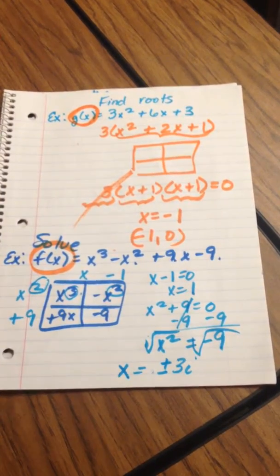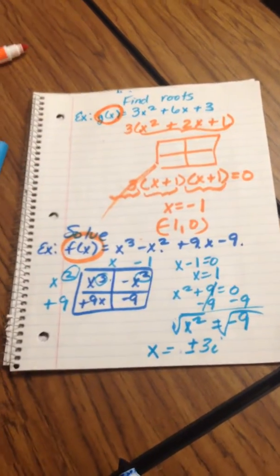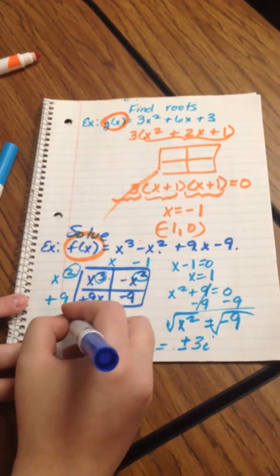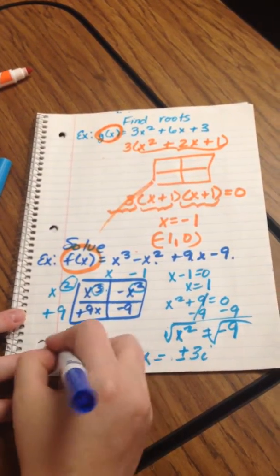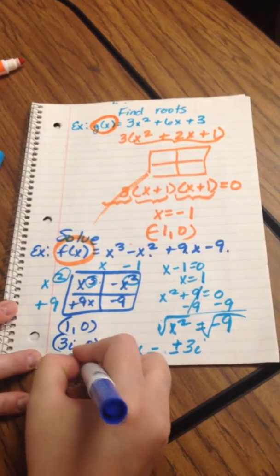So on this one, we still got to use the box, but our answers look funny. We have a 1 comma 0, a 3i comma 0, and a -3i comma 0.